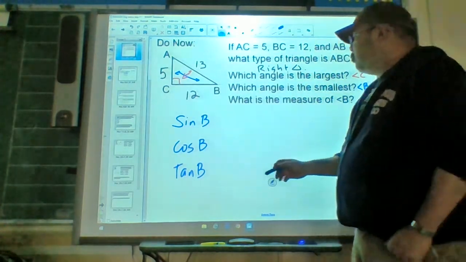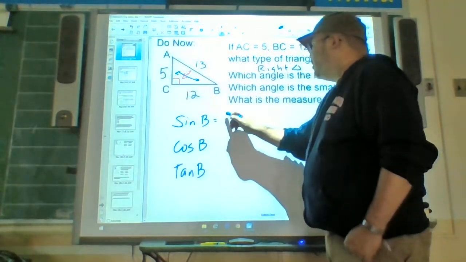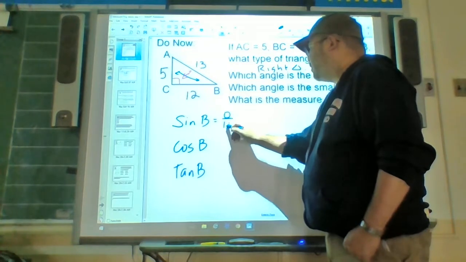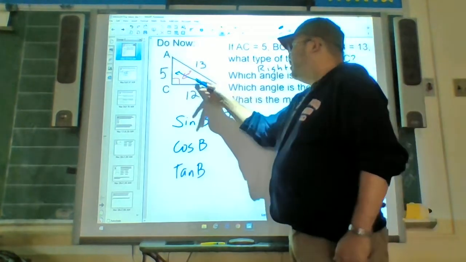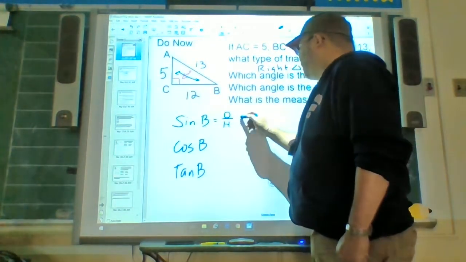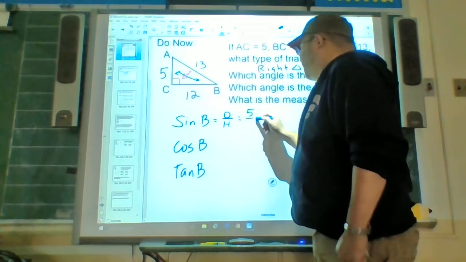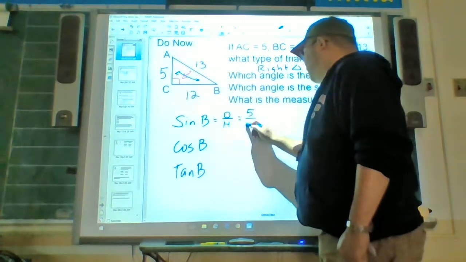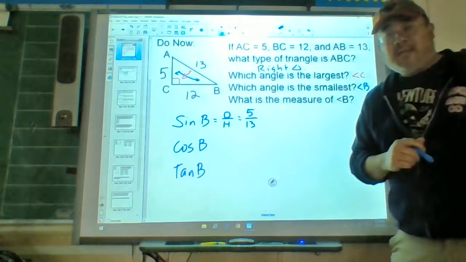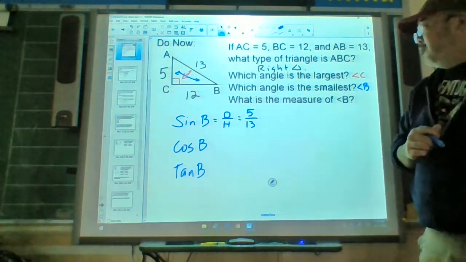First, the sine ratio. We know it's going to be the measure of the leg opposite over the hypotenuse. And here's angle B. The leg opposite is 5. And the measure of hypotenuse, 13. So that's going to be our sine ratio.